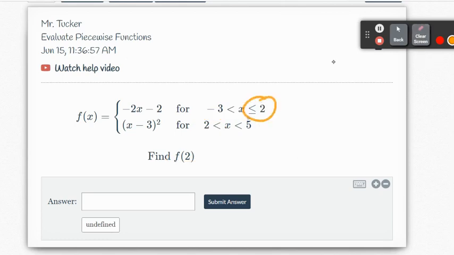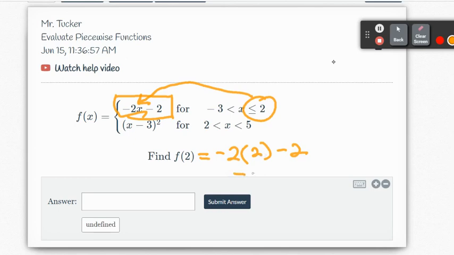It is included there. So what that means is any value that works in here, I use this definition. So to find f of 2, I make it -2 times plug in 2 minus 2 using this linear definition here, and then work it out and simplify. So -2 times 2 is -4. -4 minus 2 is -6. And that is my result of f of 2.